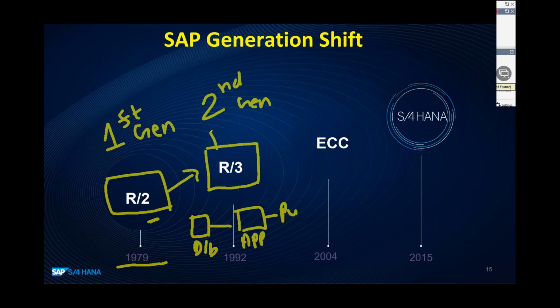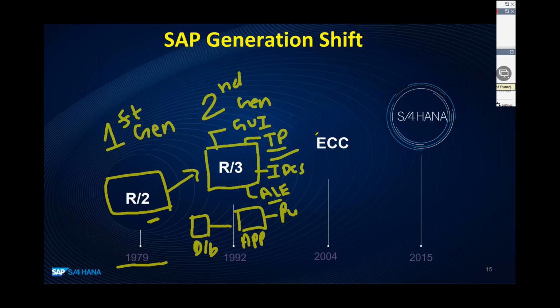Here we also introduced SAP GUI, and we were able to do our transactional processes in real time. A lot of further improvements were done in R3, where we included iDocs and ALEs. All of these improvements were done in R3.